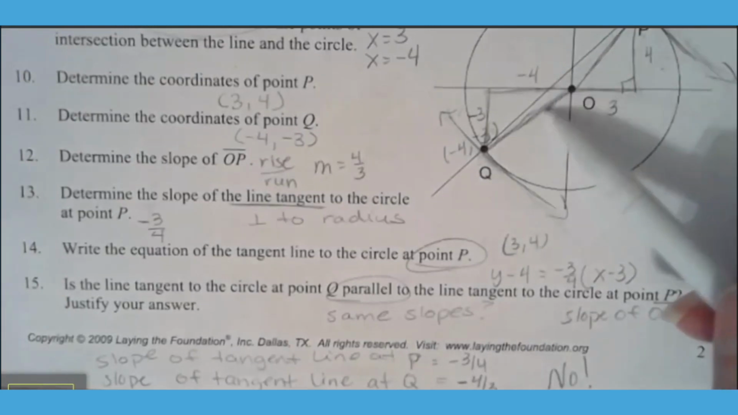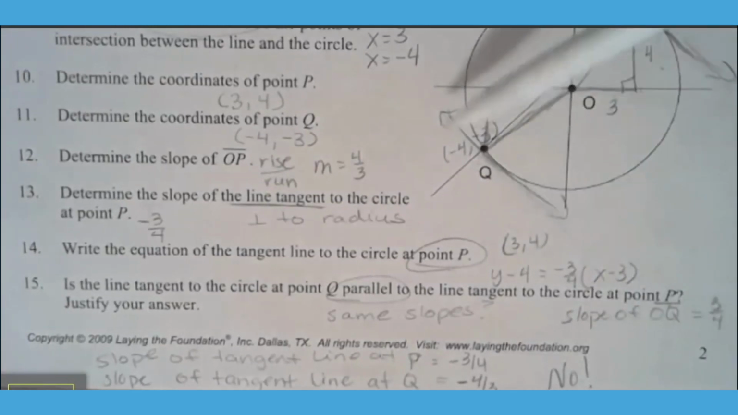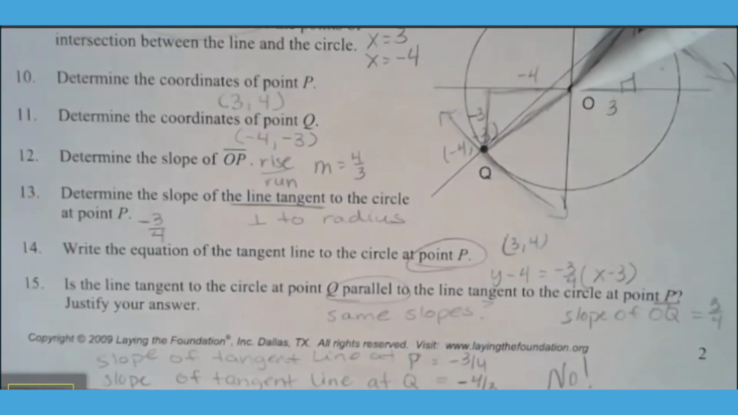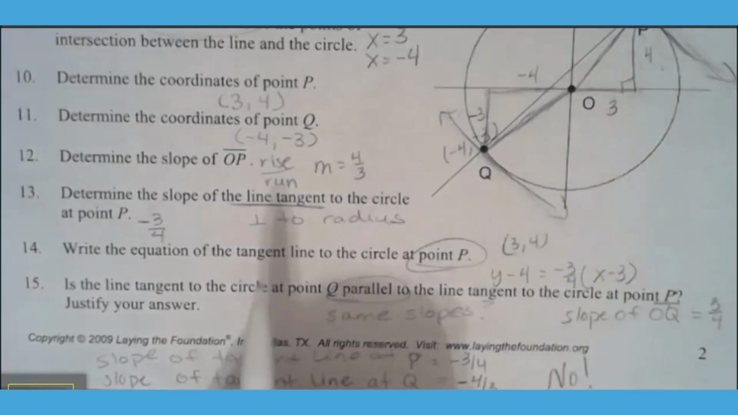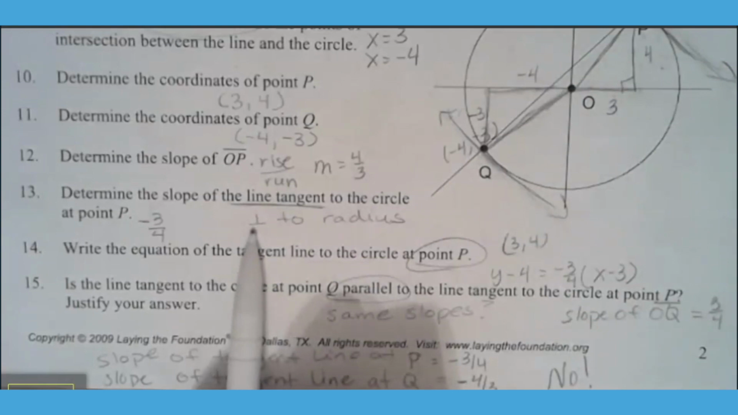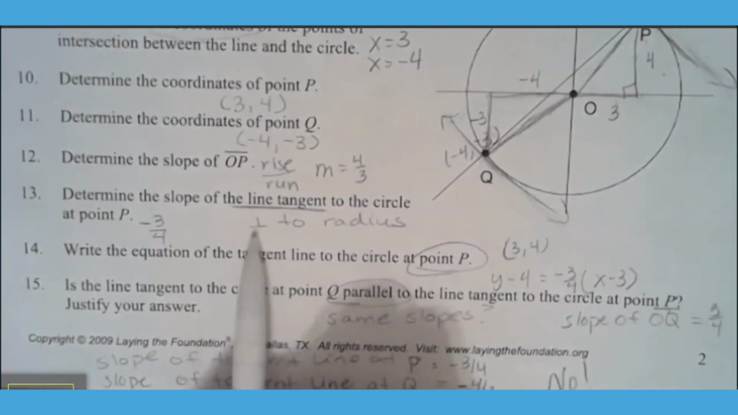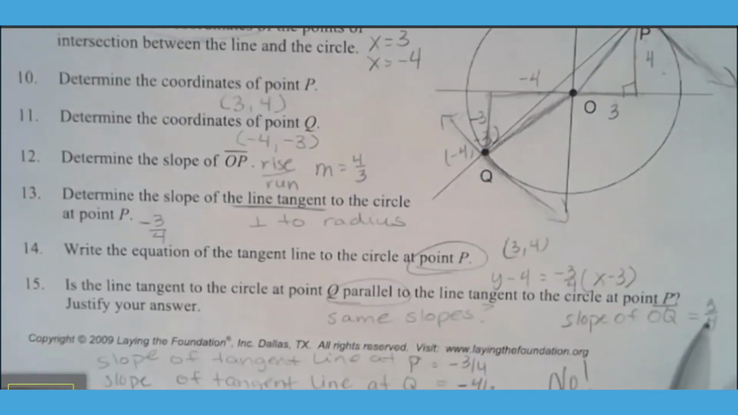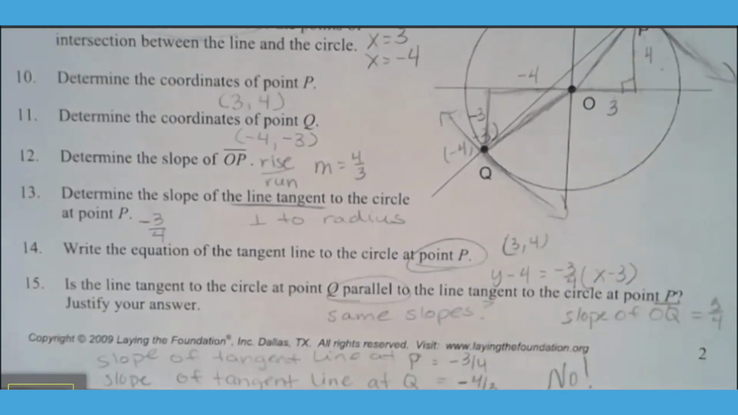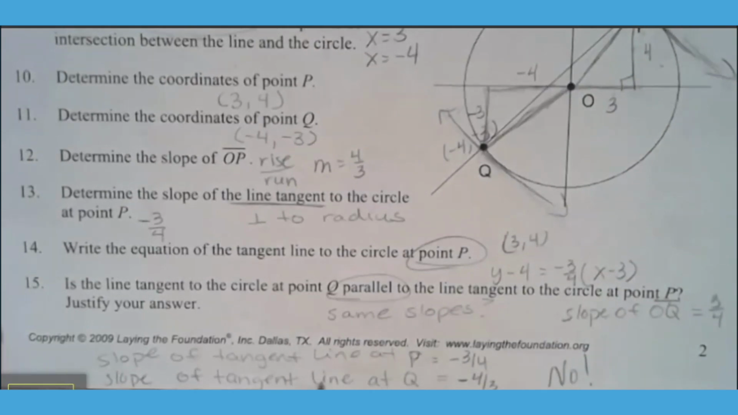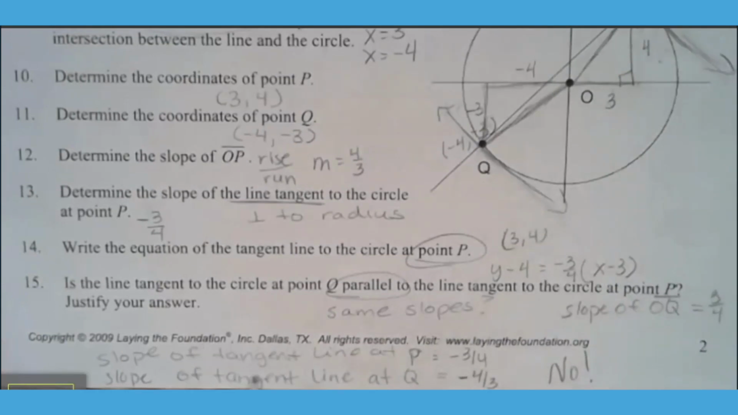If the slope of OQ is 3/4 and this line is tangent to OQ, which is a radius, then I should remember that those slopes are perpendicular. Those two lines are perpendicular. Therefore, if this slope is 3/4, the slope of the tangent line has to be the opposite reciprocal of that, which is -4/3. Because these two slopes are not equal, the two tangent lines are not parallel. Very close, but not exactly parallel.